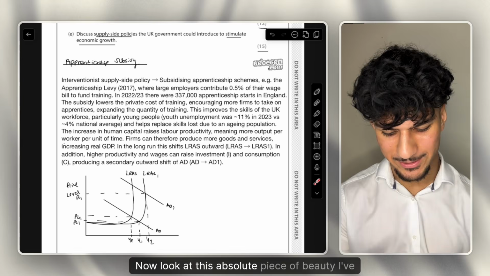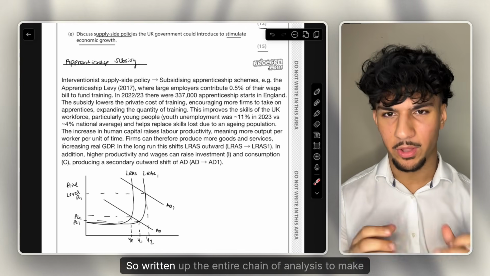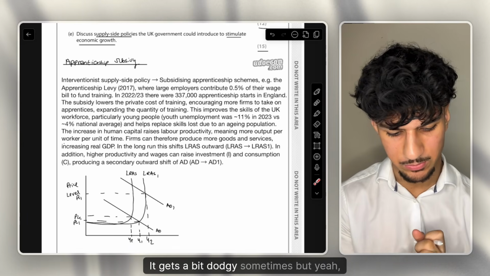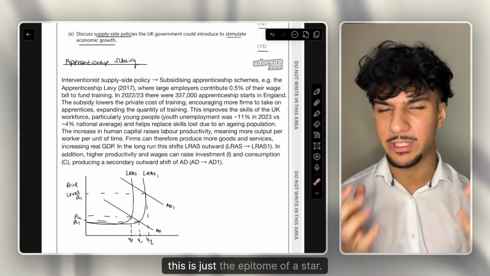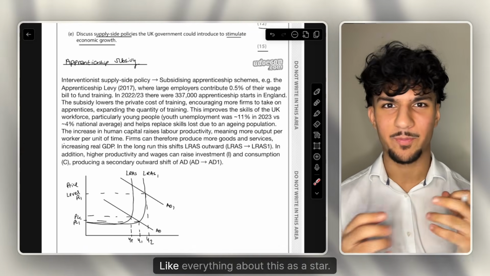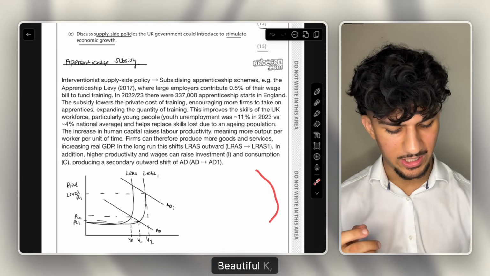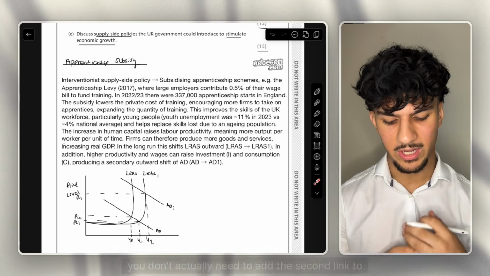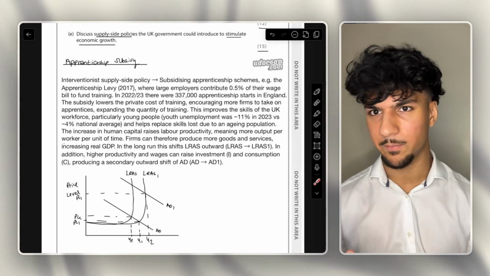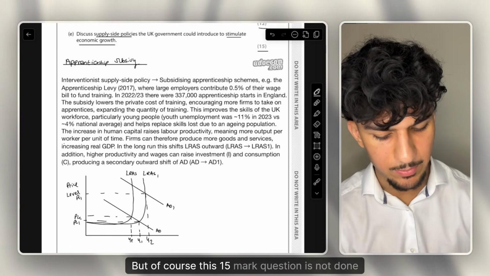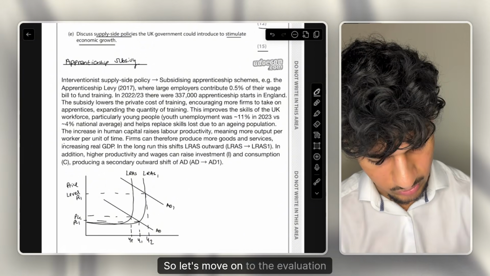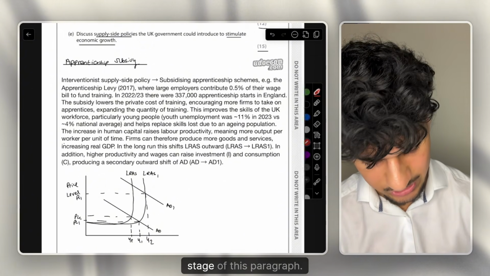Now look at this absolute piece of beauty I've crafted for you guys. I've written up that entire chain of analysis, and of course my handwriting gets a bit dodgy sometimes. But this is just the epitome of A star. Everything about this says A star. Beautiful KAA, beautiful diagram. Like I said, you don't actually need to add the second link to AD. You can just leave it with one AD curve. But of course, this 15-mark question is not done, and this paragraph is not done without evaluation. So let's move on to the evaluation stage of this paragraph.